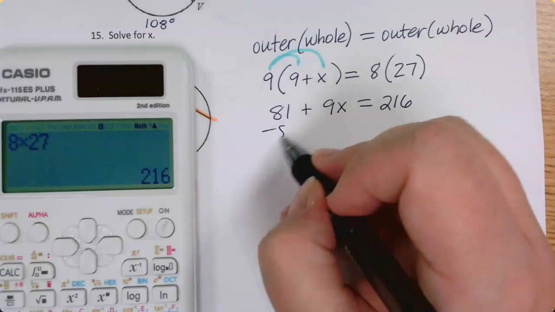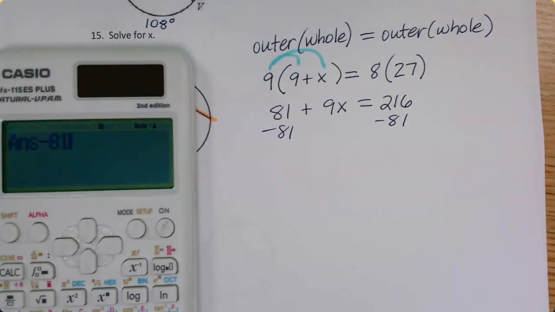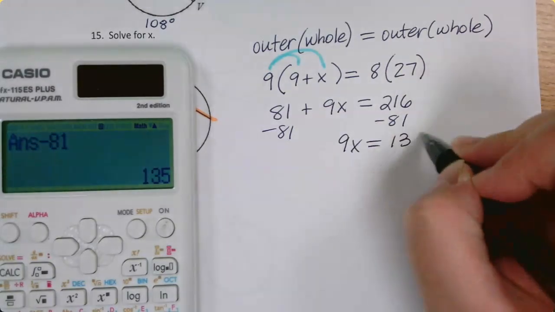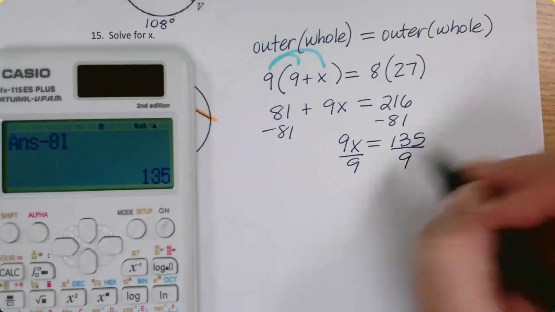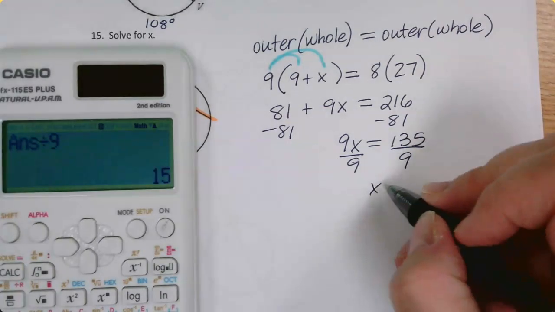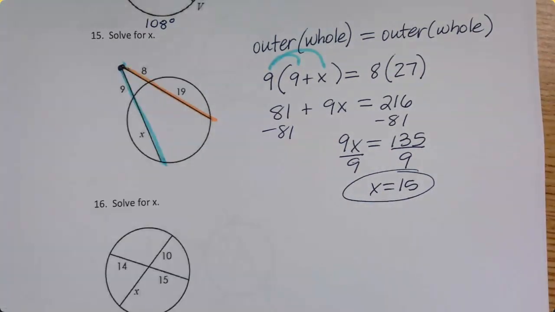And I'm going to want to subtract 81 from both sides. So let's subtract 81, and I get 9x equals 135. Divide both sides by 9, and I get x is 15. So there's my answer for number 15. All right, let's look at 16.